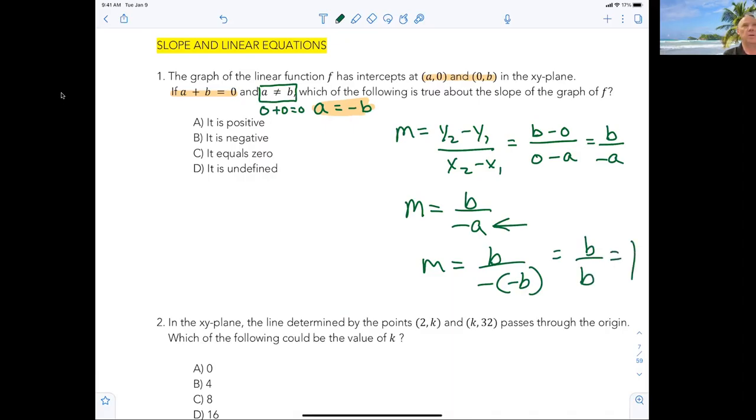Yes, it's always positive. But more importantly, the slope is always what? 1 also. They could have put 1 down. All right, that would be hard to see. So I know from the answers the correct answer would have to be A. Is everybody okay with that?